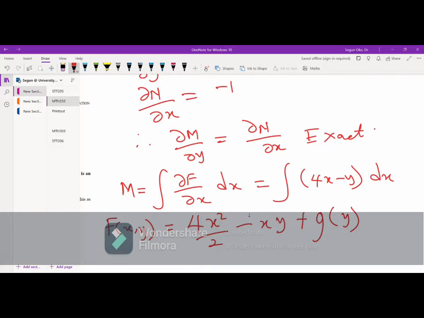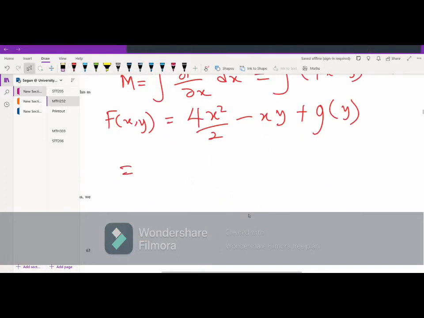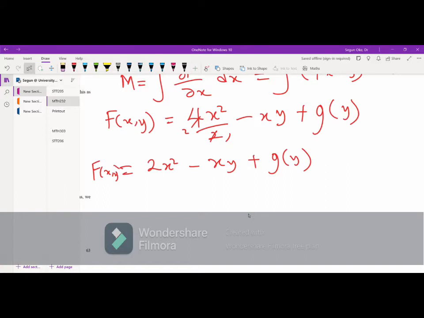So at this point, I have 2x squared minus xy plus g of y. We can call this one equation 1.